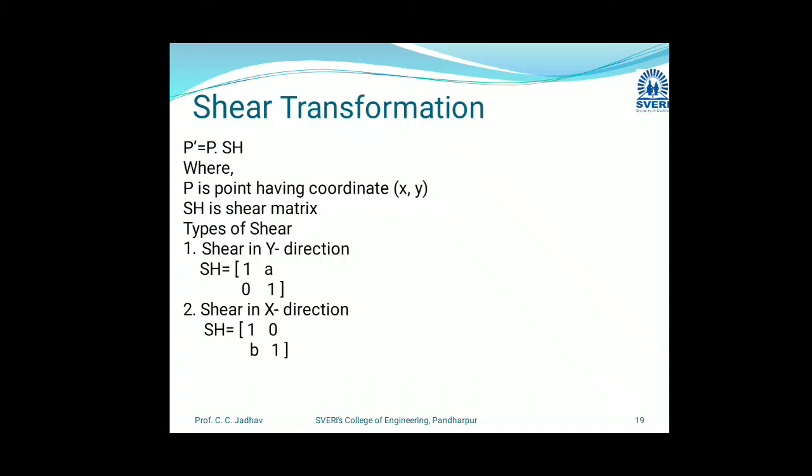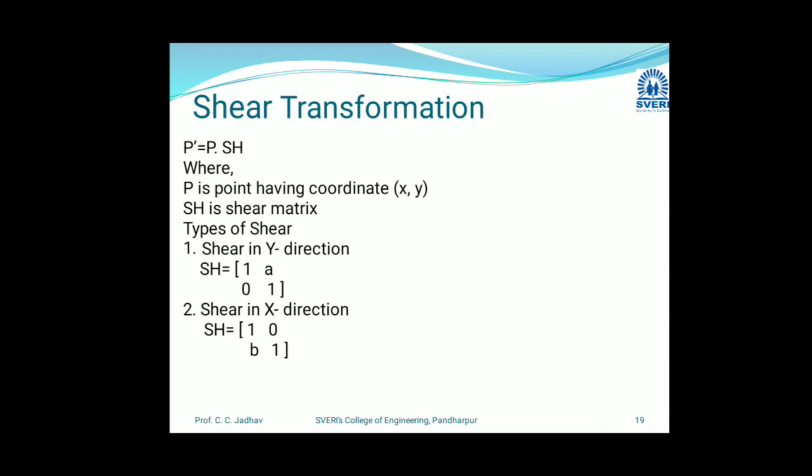In the previous lecture we have seen some types of geometrical transformation. So today we are going to see the shear transformation. This transformation causes an object to slant, and there are two types of shear: shear in y direction and shear in x direction. P is a point which has x and y coordinates. I want to find the shear about that point P, so we have to find the new point, that is P dash. P dash is equal to P into the shear matrix.